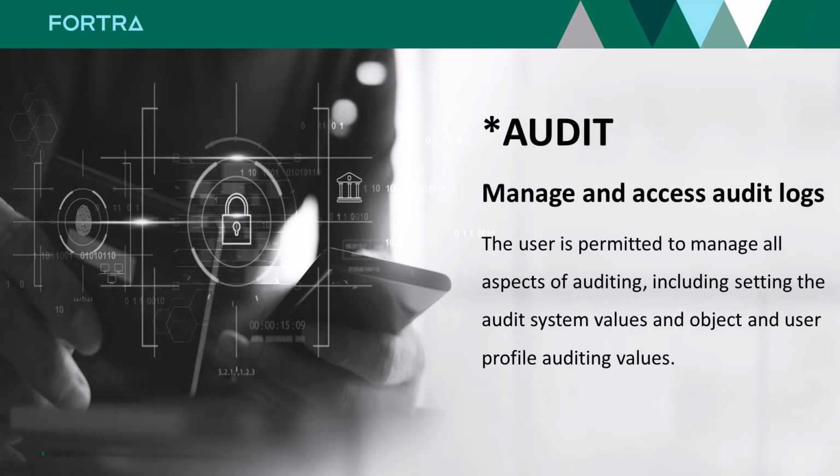Audit special authority allows you to control if the entire system has auditing turned on and things are being logged to your audit journal. It also allows you to control auditing of specific objects or user profiles. Audit is a very powerful tool.